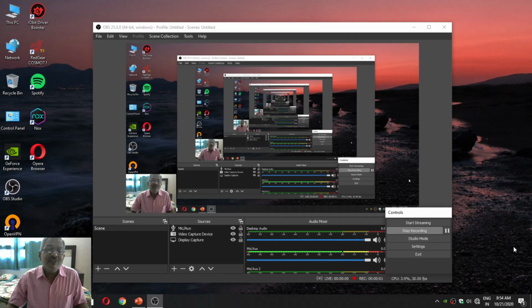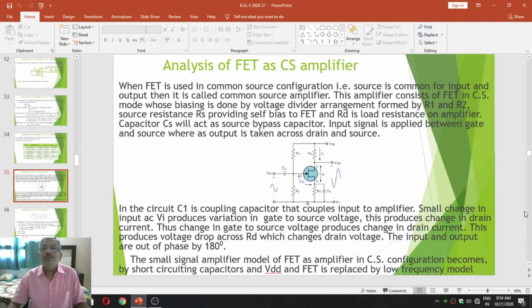So, dear students, let us begin with the next article from topic number 3, and that is analysis of FET as a common source amplifier.